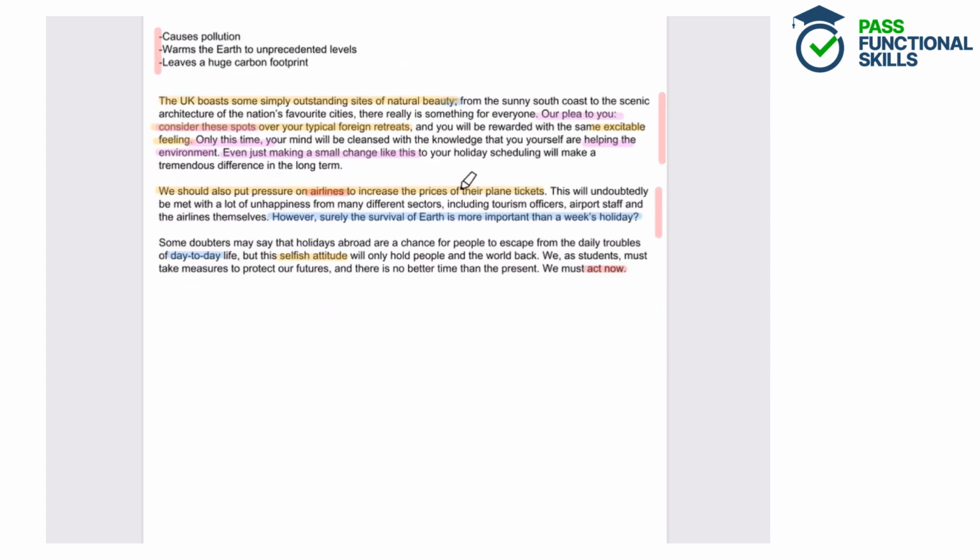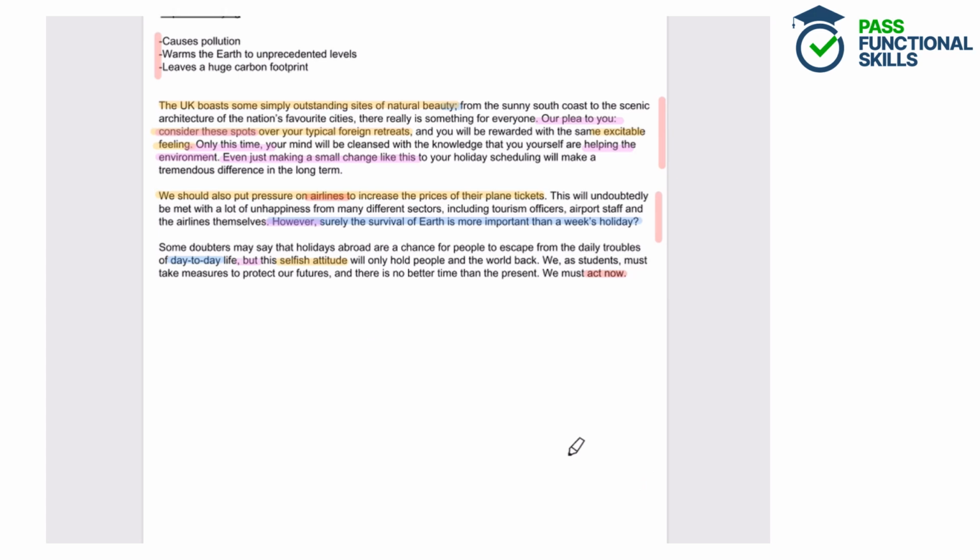In the fourth paragraph down here, we have "however." Now this is used to contrast this final sentence from the previous ideas. And similarly, we've got "but" in paragraph 5. And that is again contrasting, saying that doubters say that it's a good chance for people to escape, but the writer's giving their opinion that this is a selfish attitude.